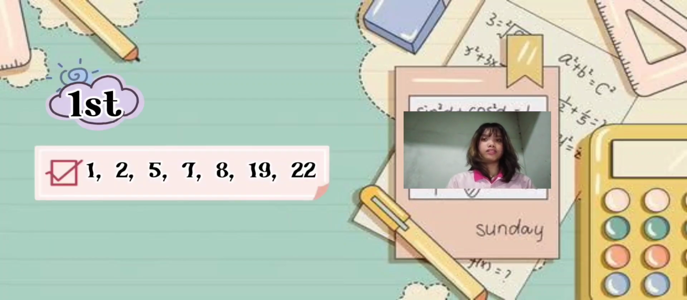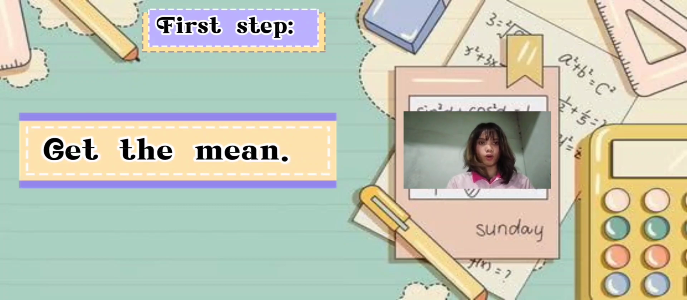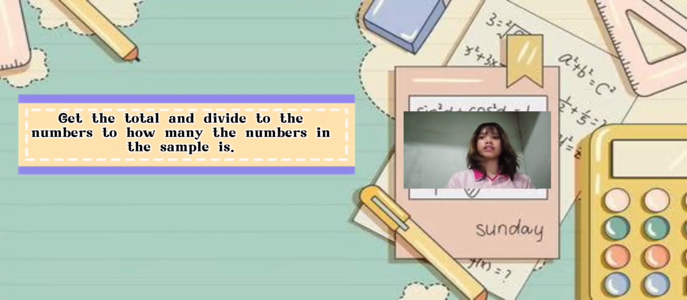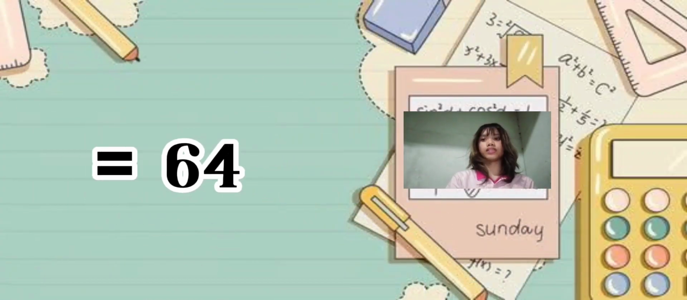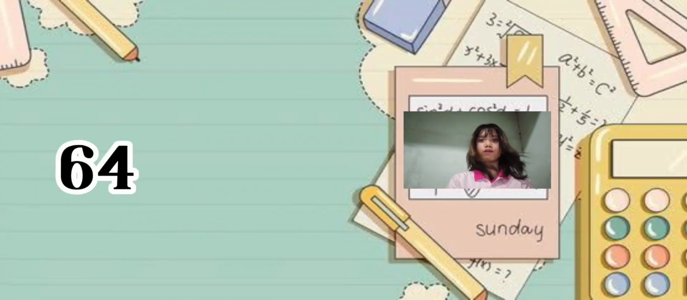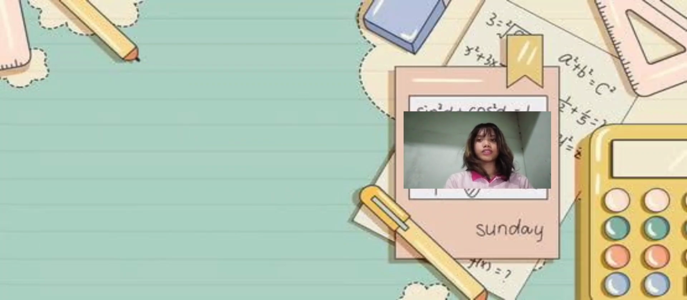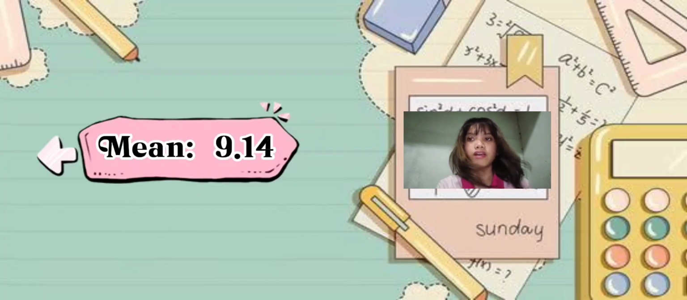First, we have 1, 2, 5, 7, 8, 19, and 22. The first step is to get the mean. To get the mean, add these numbers to get the total, then divide by how many numbers are in the sample. 1 plus 2 plus 5 plus 7 plus 8 plus 19 plus 22 equals 64. Since we have 7 samples, 64 divided by 7 is equal to 9.14. This will be our mean.